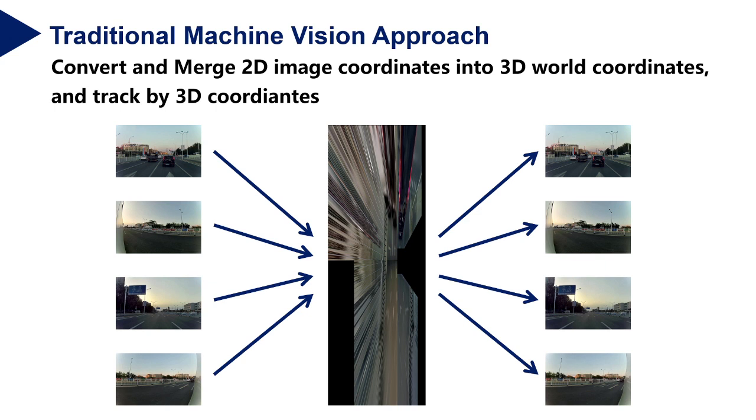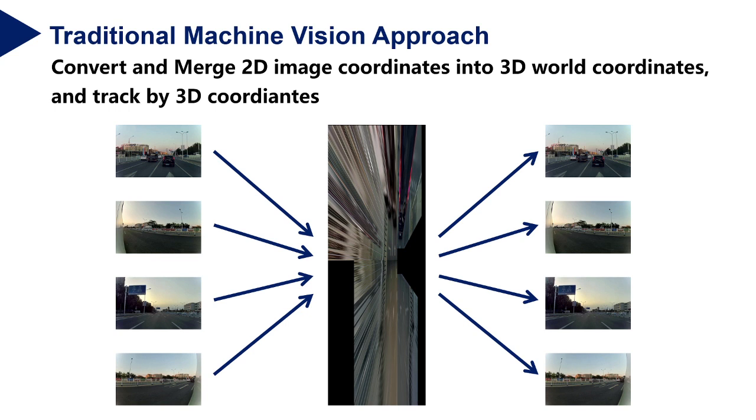When we just started to approach this computation, we thought about using traditional machine vision methods. The traditional machine vision method converts and merges the 2D image coordinates into 3D world coordinates, and then tracks the object by 3D coordinates. First of all, we hoped we could achieve this multi-target, multi-camera tracking by traditional computer vision methods. But our implementation plan is as follows.